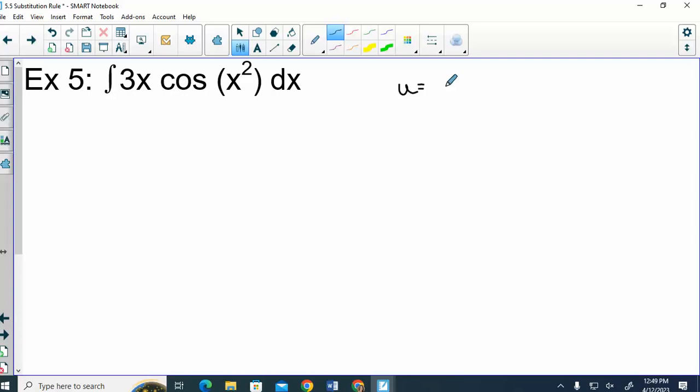What did you pick for your u? So du, the derivative of that, would be 2x dx. Okay, and everybody got to here fine. When I look at my problem, I have to get rid of this, this, and this. Everything with an x in it has to go away. So the 3 is fine. Cosine of x squared would turn into cosine of u.